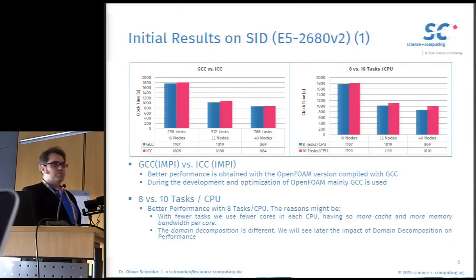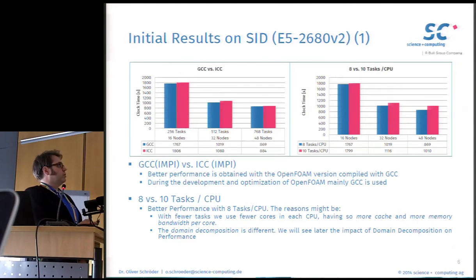So, the first thing that we obviously did was, how does the Intel compiled version of OpenFOAM compare to the GNU compiled version? And we looked at different sizes of our problem. So we usually had 16, 32, and 48 nodes, and it's 16 tasks per node. So fewer than we could do. We could do 20 or 24, but we only use 16 per node. And you see, this is the wall clock time.